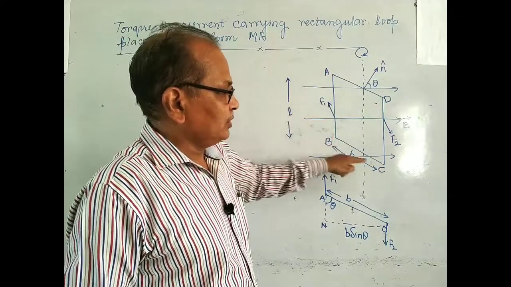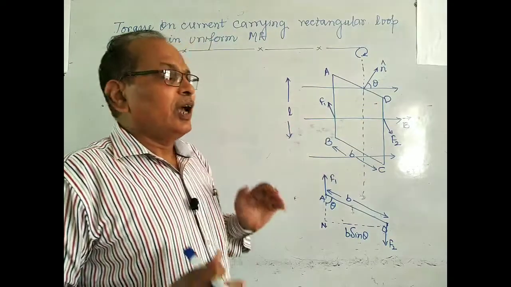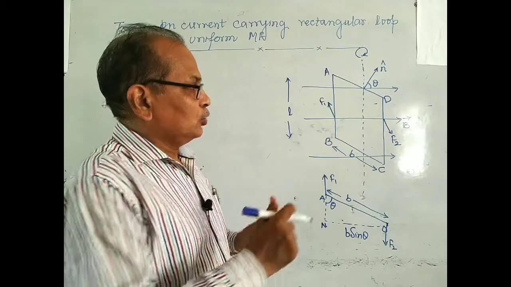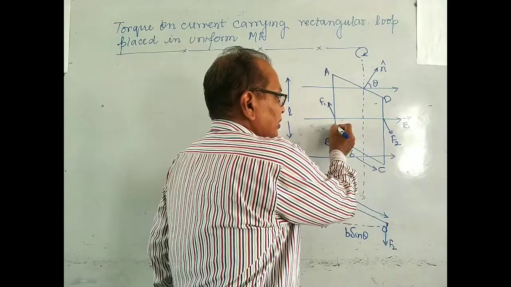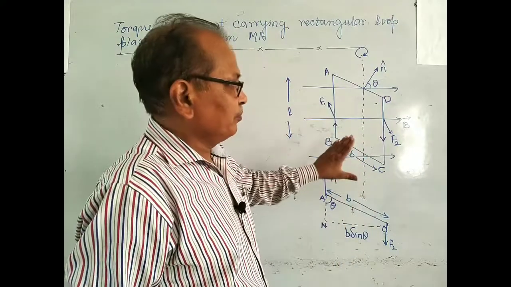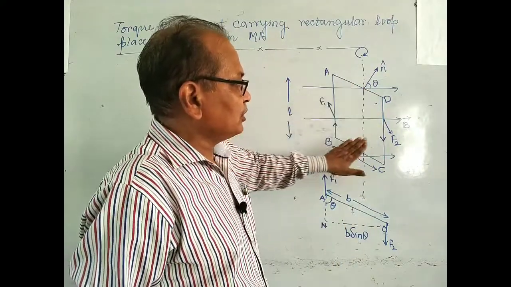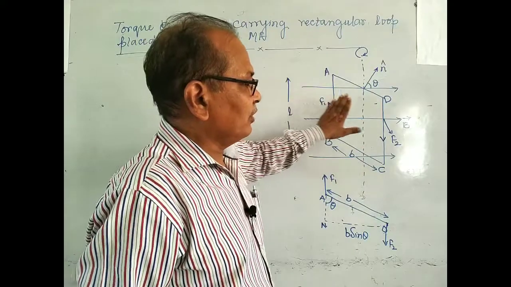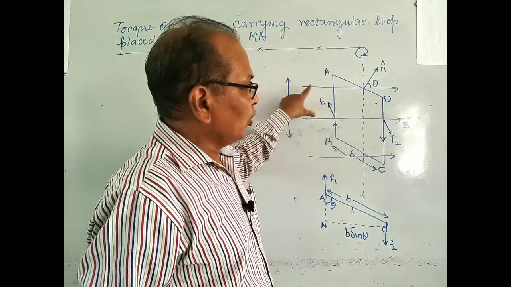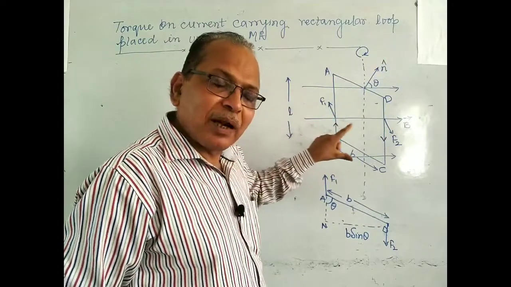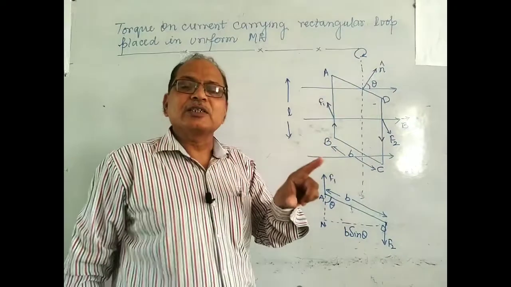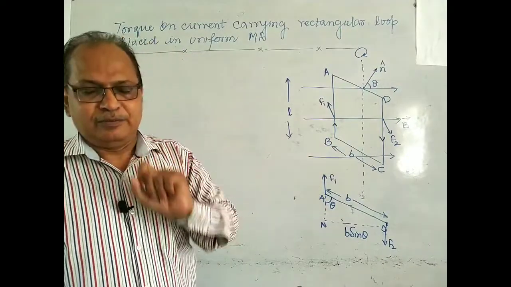A, B, C and D, and the current flows through this rectangular loop. Current is flowing through this rectangular loop, and this rectangular loop is placed in the magnetic field B. Here all lines are parallel, that is, this rectangular loop is placed in a uniform magnetic field.